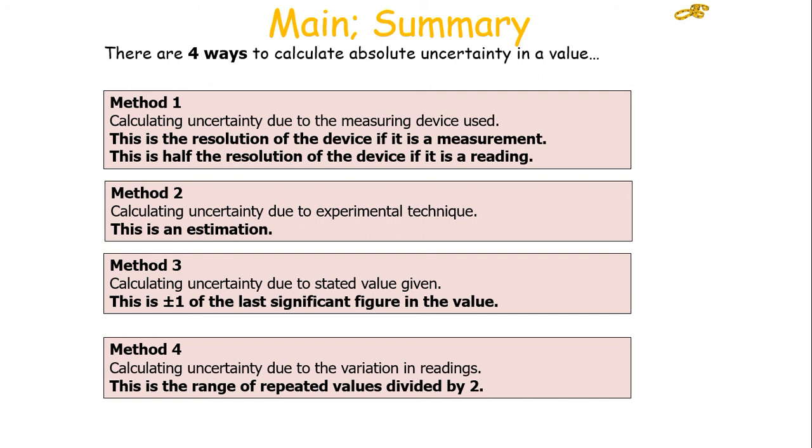Method 1, calculate the uncertainty due to a measuring device used. It's the resolution of the device if it's a measurement. It's half the resolution of the device if it's a reading. Method 2, you can calculate uncertainty due to experimental technique, which is an estimation you would make. Method 3, calculate the uncertainty due to a stated value. That's plus or minus 1 of the last significant figure of the value. And Method 4, calculate uncertainty due to variation in readings, which is the range of repeated values divided by 2.